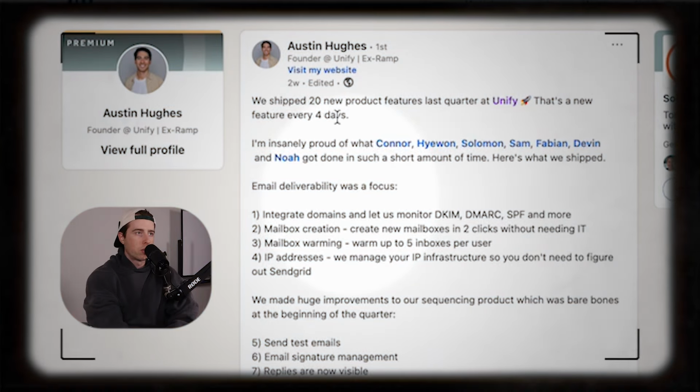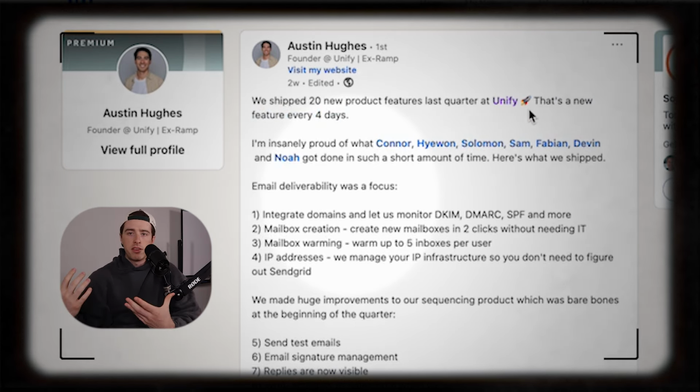So seeing how this looked in an actual post for Austin from Unify. Again, we shipped 20 new product features last quarter at Unify. That's a new feature every 4 days. So positioning it as a milestone. You don't need this second line here, but I think it does add to the hook because it increases that feeling of it being an impressive milestone, not just a run of the mill, hey, we launched 5 features in the past quarter.